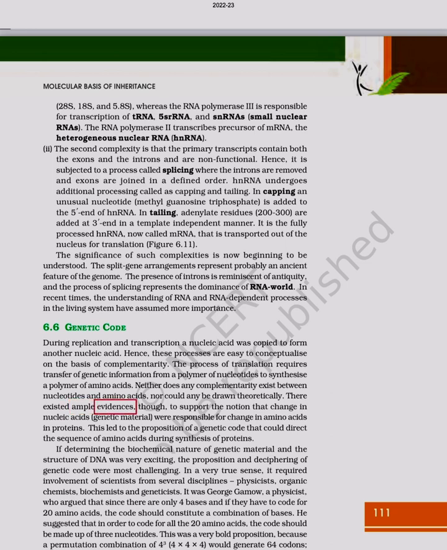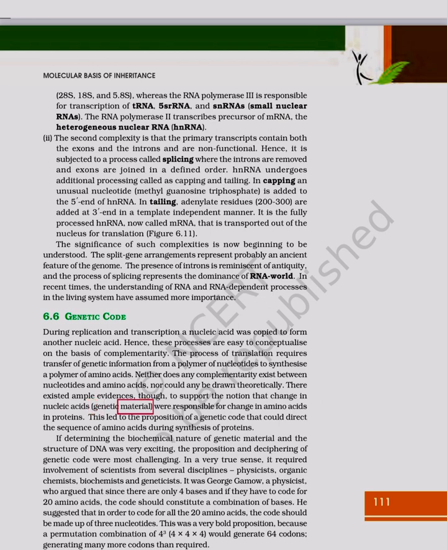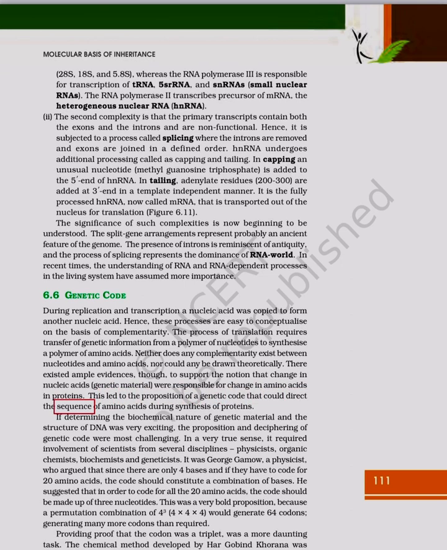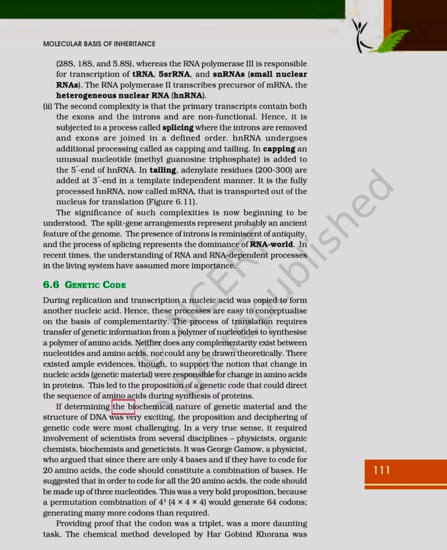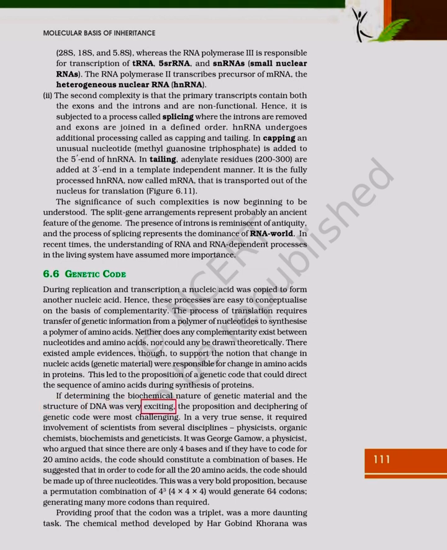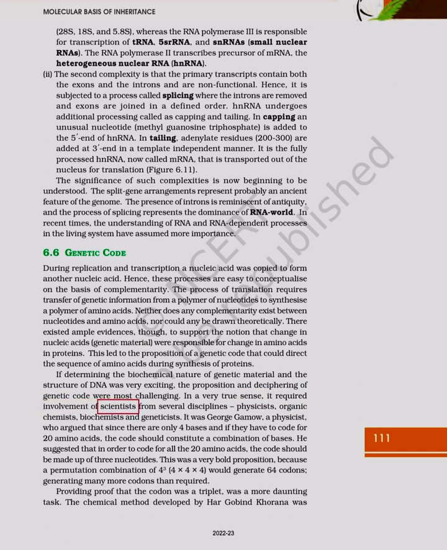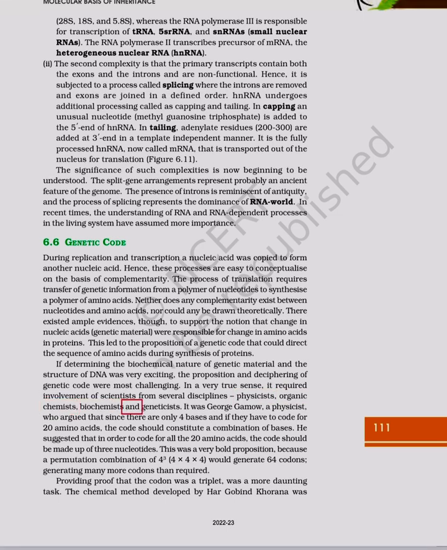There existed ample evidences, though, to support the notion that changes in nucleic acids, the genetic material, were responsible for changes in amino acids in proteins. This led to the proposition of a genetic code that could direct the sequence of amino acids during synthesis of proteins. If determining the biochemical nature of genetic material and the structure of DNA was very exciting, the proposition and deciphering of genetic code were most challenging. In a very true sense, it required involvement of scientists from several disciplines: physicists, organic chemists, biochemists and geneticists.